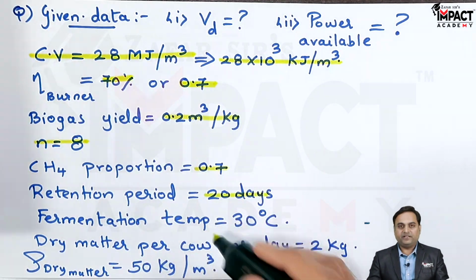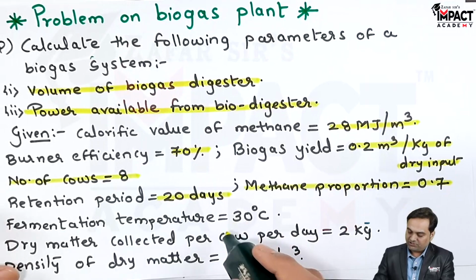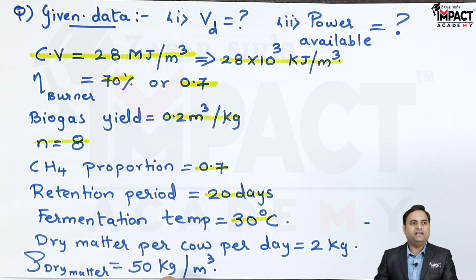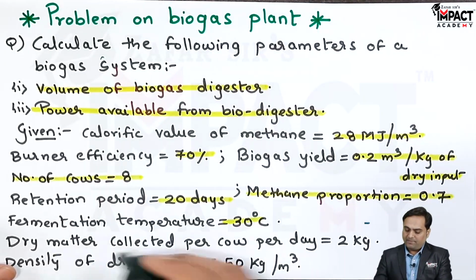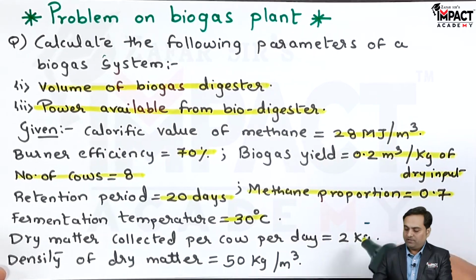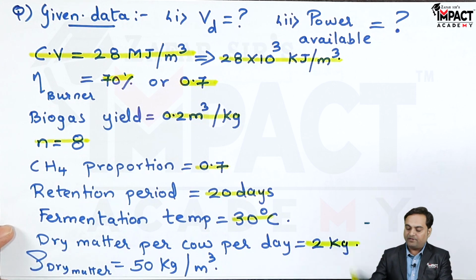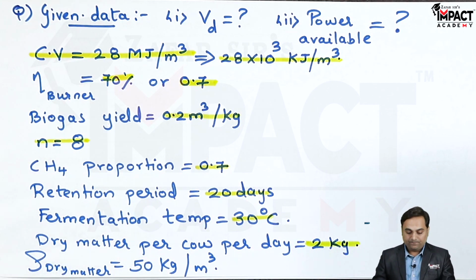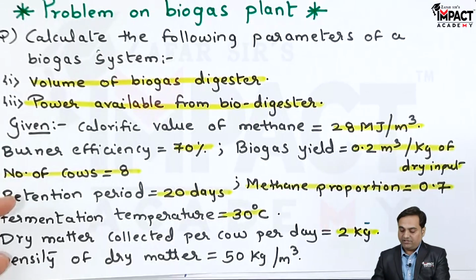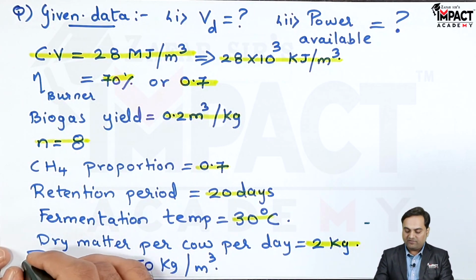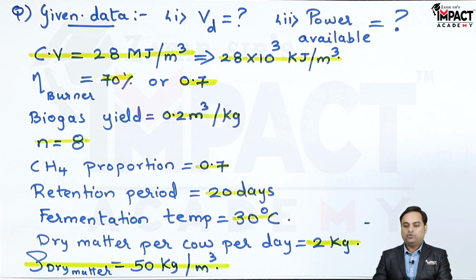So that is the retention time of 20 days. Next, fermentation temperature is given. The fermentation temperature is 30 degrees Celsius, meaning we are not adding any extra or external heat. Next, dry matter collected per cow per day is 2 kg. So from one cow we are getting a dry matter of 2 kg. Then the density of the dry matter, the cow dung, is 50 kg per meter cube. So with this data available, let's start with the solution part.